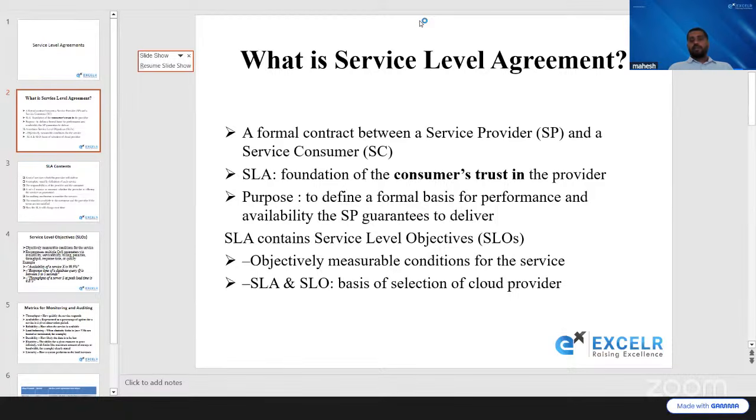So, what are the objectives? Objectively measurable conditions for the services. Why have they mentioned objectively measurable conditions? There's a reason behind this. The reason is that here we try to measure the performance. I am providing a small example. Whenever you execute a database query, I hope everyone is aware of DBMS, as most of the faculties will teach the same subject.